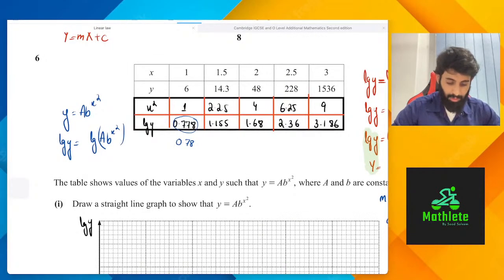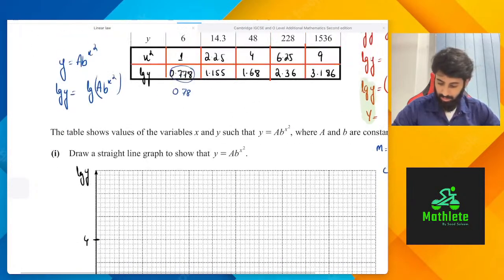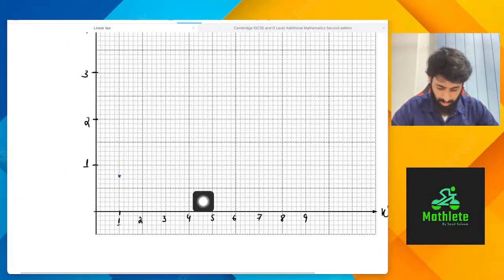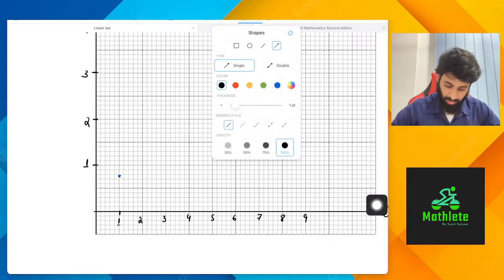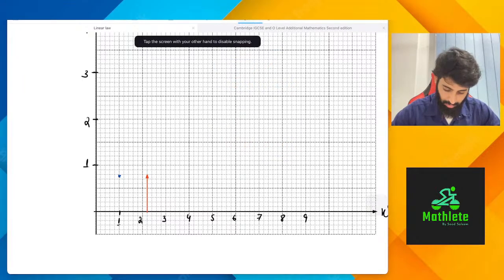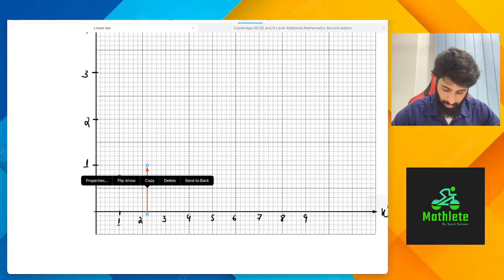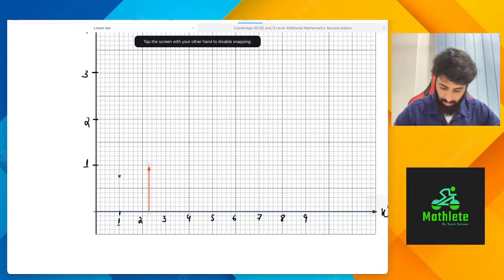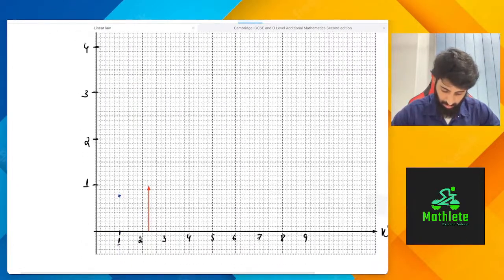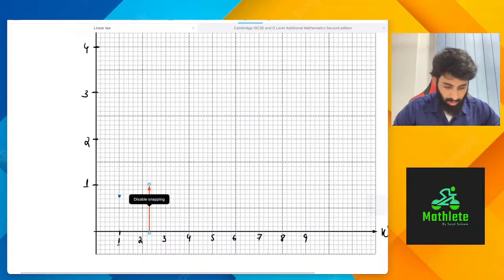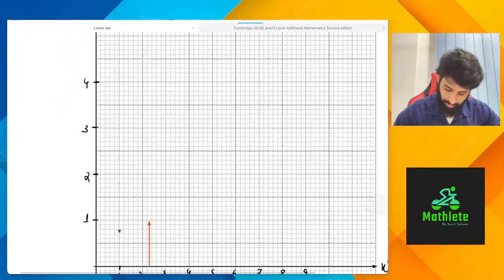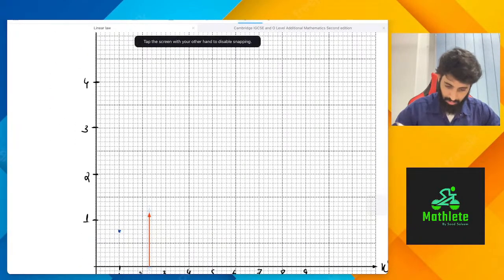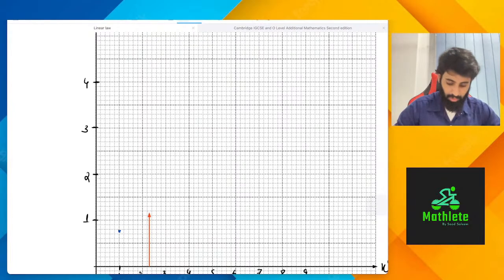Okay. And then you have 2.25 comma 1.155. 2.25 is going to be in between 2 and 2.5. So let me just use a line over here to make it clear. Here's 2.2, here's 2.4. 2.25 will be a little bit over here. Then 1.155. So for 1.155, here's 1, here's 1.15. It's going to be somewhere over here. So that's one more point.